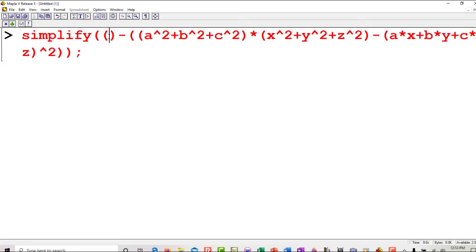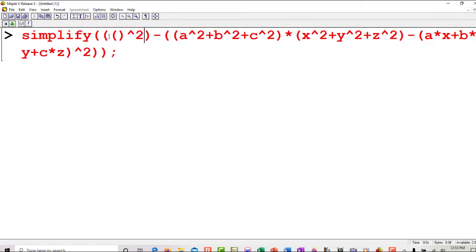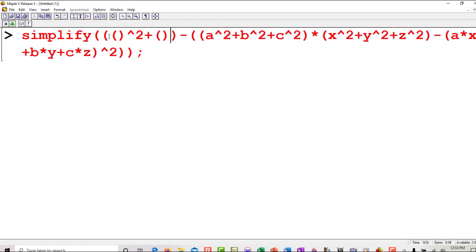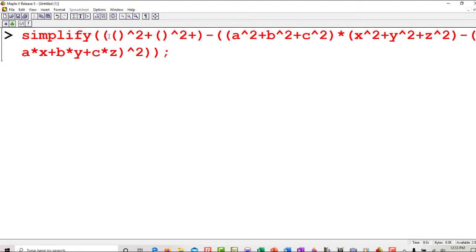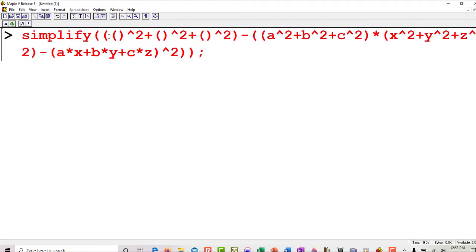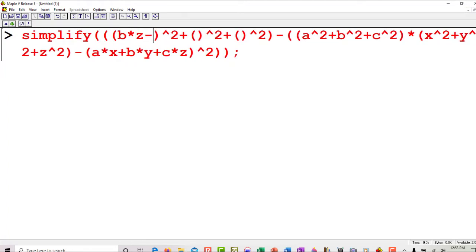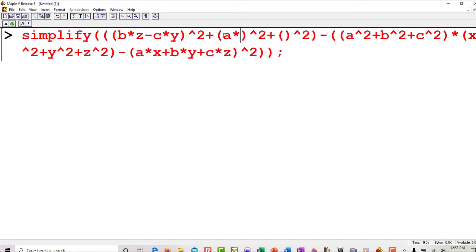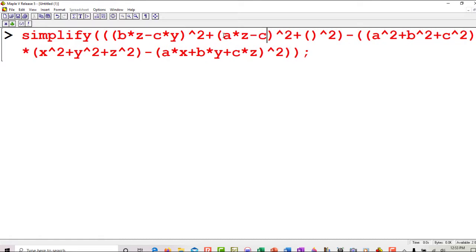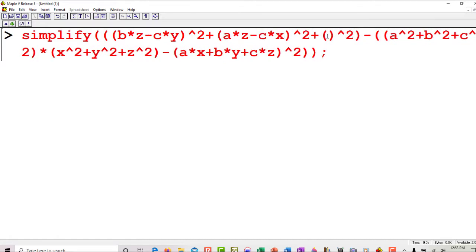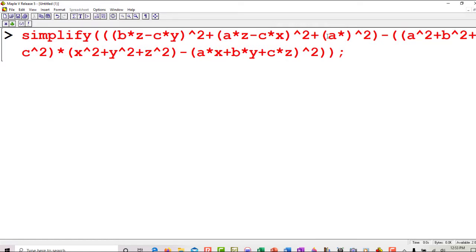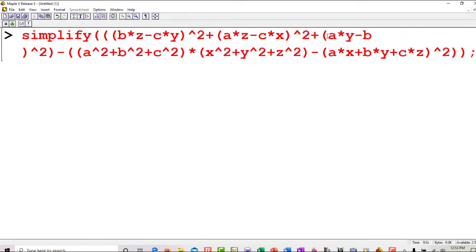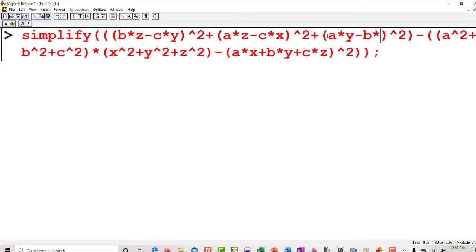The other side was the norm of the cross product. That was of the form coordinate squared plus coordinate squared plus coordinate squared. The first coordinate was b times z minus c times y. Then we had a times z minus c times x. And then a times y minus b times x.